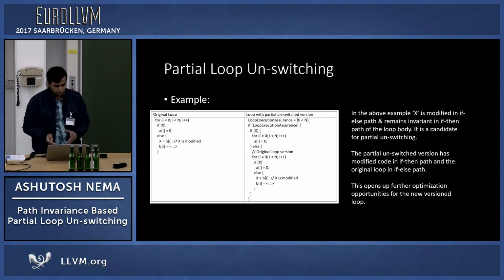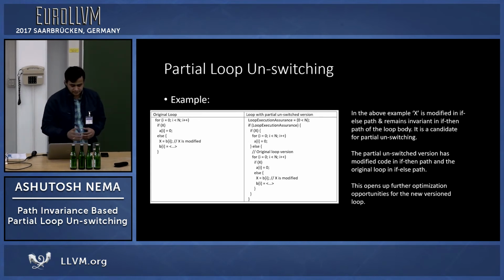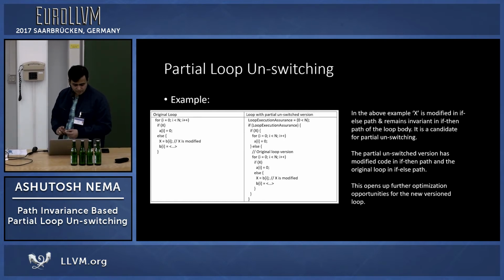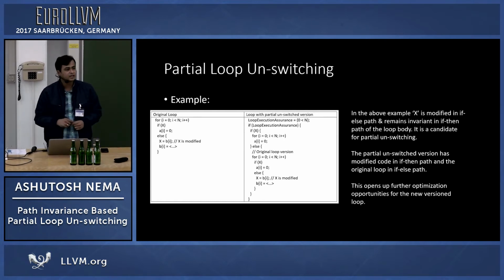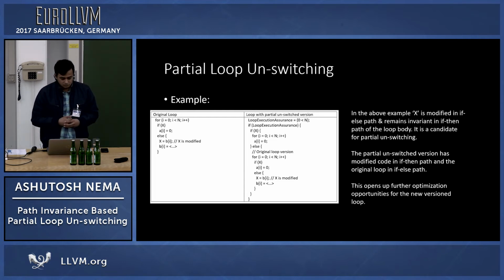So how will the partially unswitched loop look? On the right-hand side, first we do the loop execution guarantee check because we are moving the condition outside. We have to ensure that it is safe to execute that condition. The loop execution guarantee check just ensures that it is safe to execute. It does the bound checks and it executes the condition.